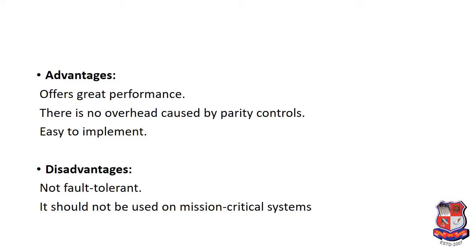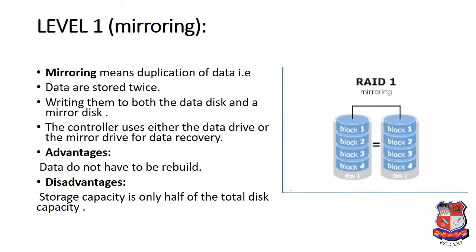It should not be used on mission critical system because it is not secure. Now level 1, mirroring. Mirroring means duplication of data as we have shown earlier. Now see the figure here, RAID 1 mirroring. Here we have disk 1, and the same data we will copy on disk 2.